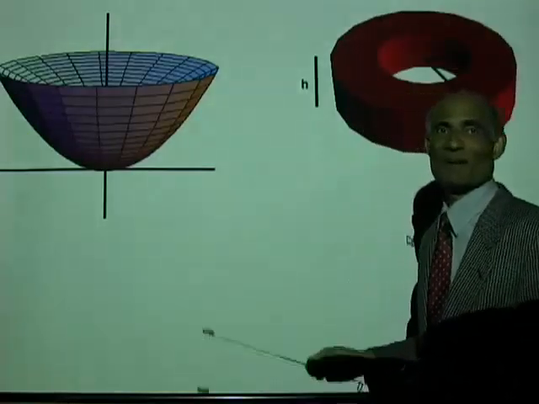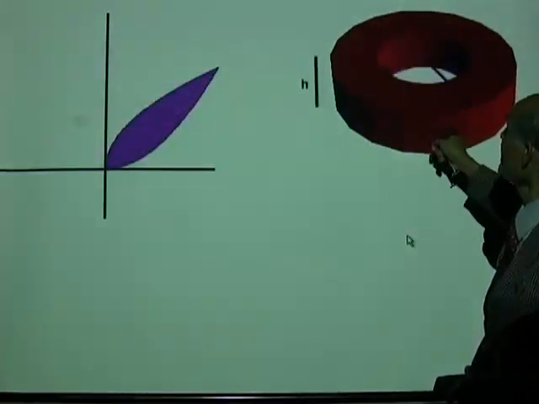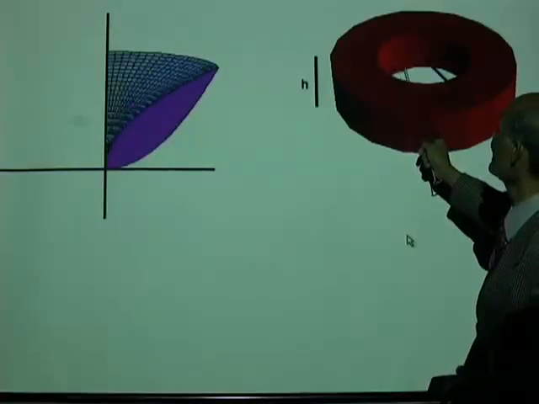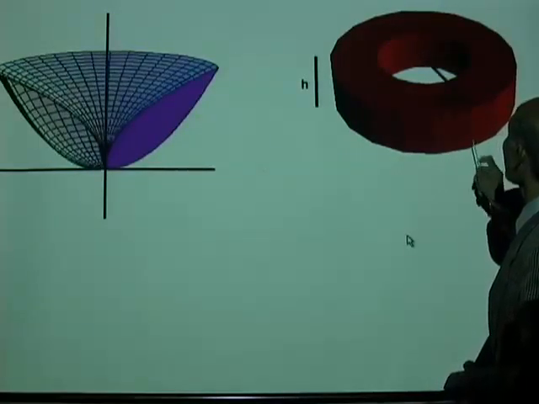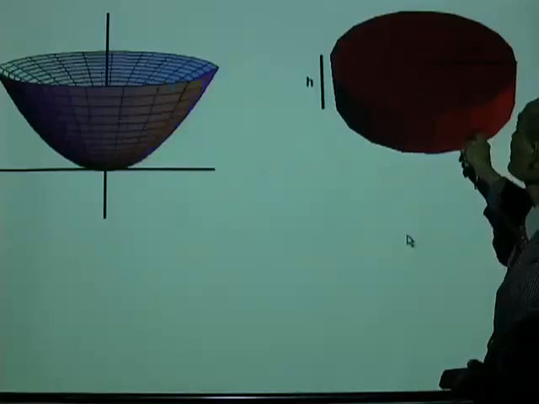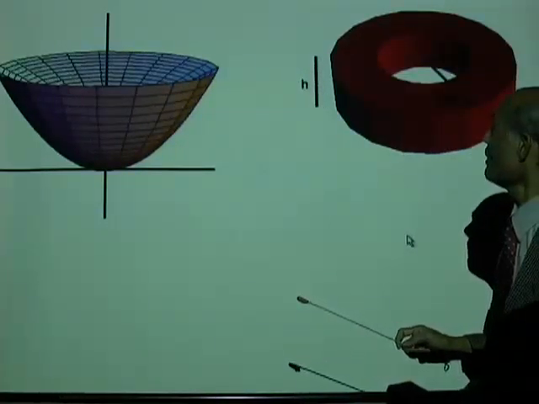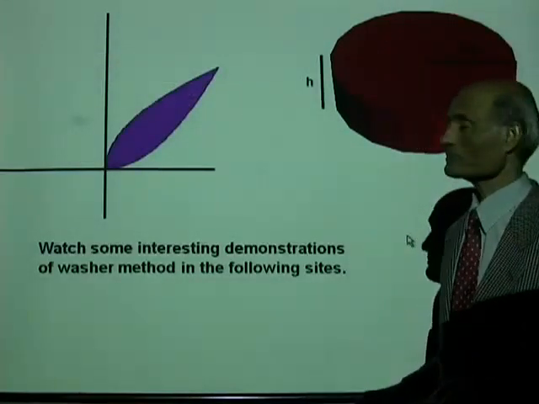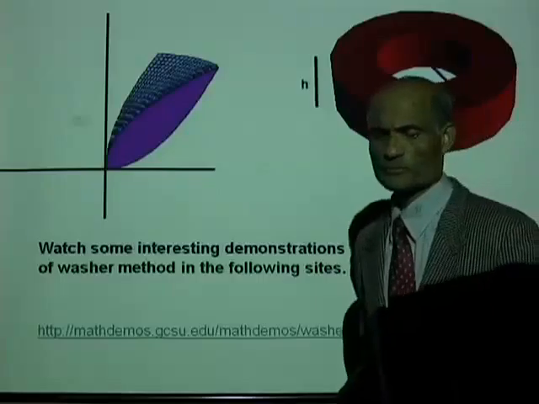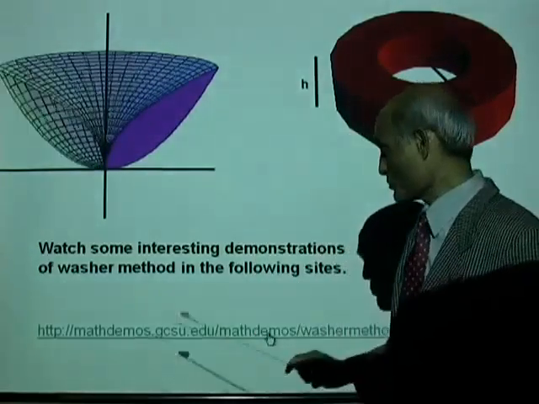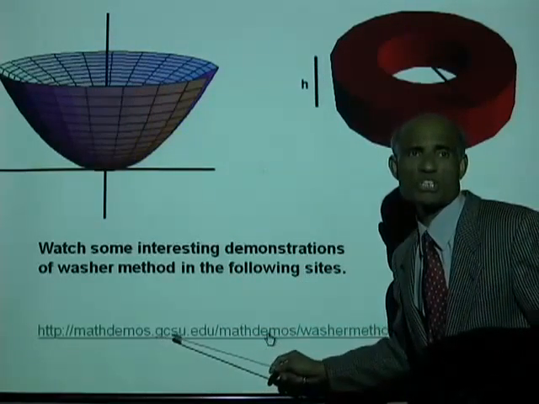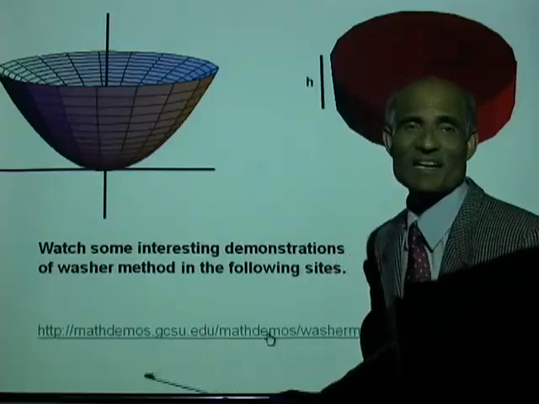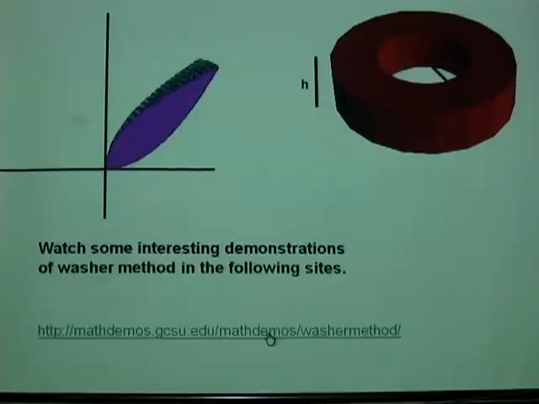Is that right? Alright, there's another example of how a washer is generated. Actually, this is the complete disk, and this, you can see the R out, the outer radius and the inner radius. As you can see here, these animations are taken from mathdemos.gcsu, and I would like to acknowledge that at this point. Let's actually look at one more of these animations, and they are very useful.